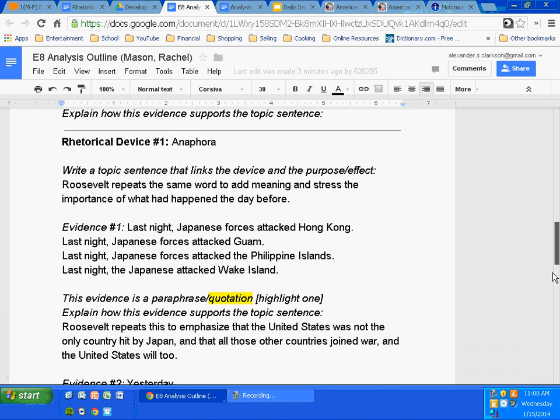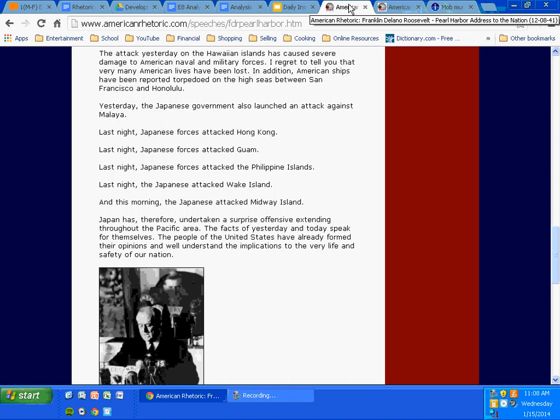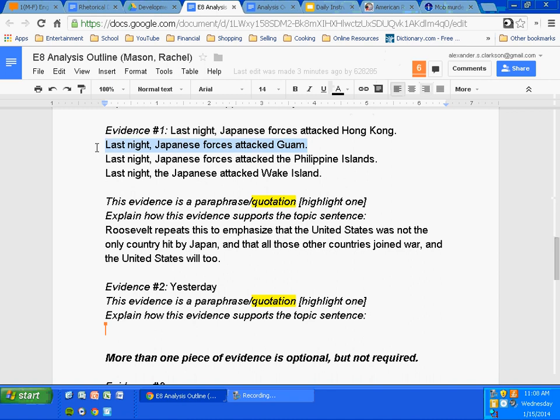Actually, each one of those can be... Oh, does he repeat yesterday at the beginning of sentences? Yesterday, yesterday, yesterday? Yeah, let's see. There's not as much repetition of yesterday. There's more last night. So here's what you can do for the outline. This can be one piece of evidence, and this can be a second. Okay? So actually, FDR provides five pieces of evidence. Just pick one of those for number one and one for number two. And if you want number three, pick a third. That'll make it easier for you. All right?